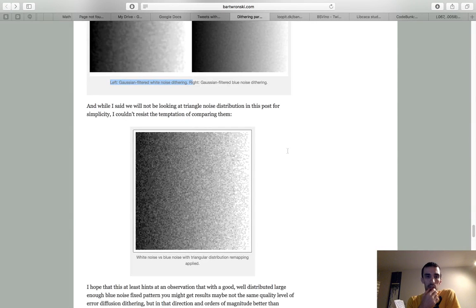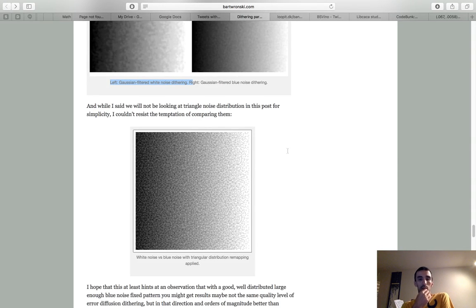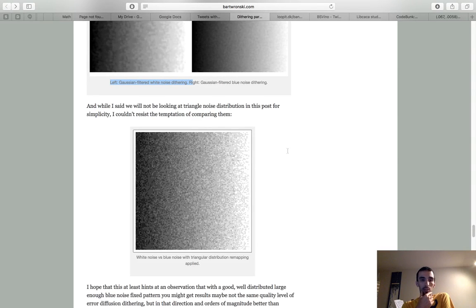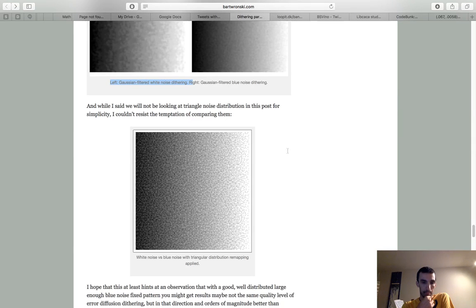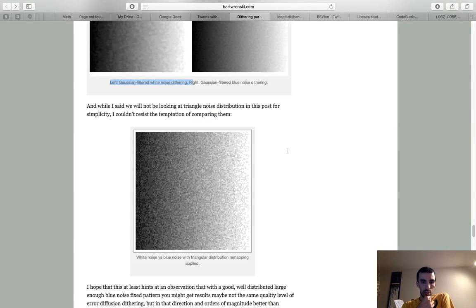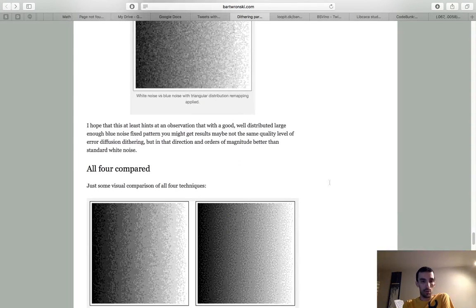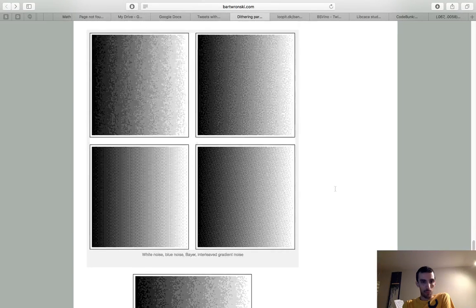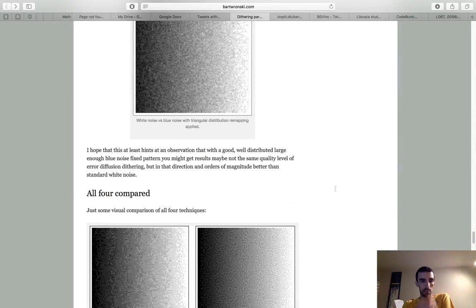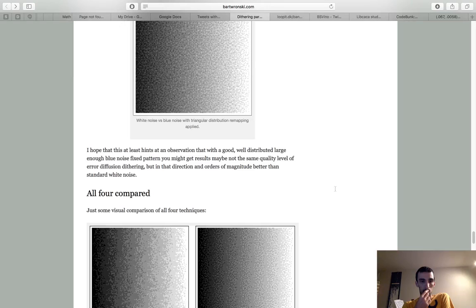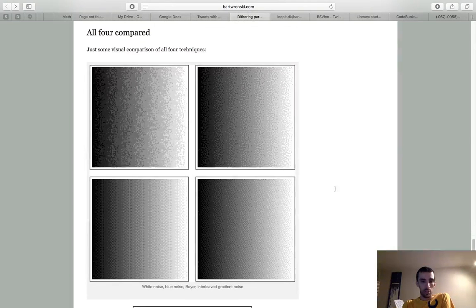And while I said we will not be looking at triangle noise distribution for this post, I couldn't resist the temptation of comparing them. White noise versus blue noise with triangular distribution remapping applied. I've never heard of triangular distribution remapping, so hopefully he makes another post and I get to learn about that. So we compare all of them: white noise, blue noise, Bayer, and interleaved gradient noise.